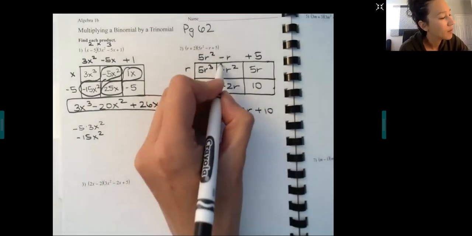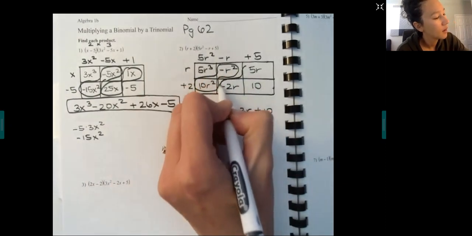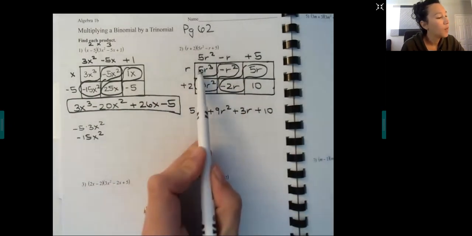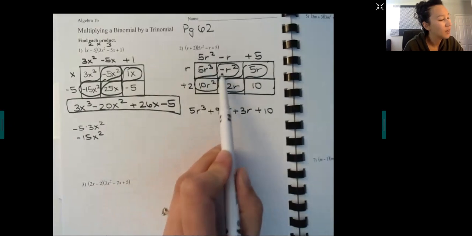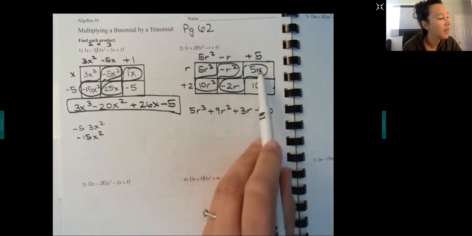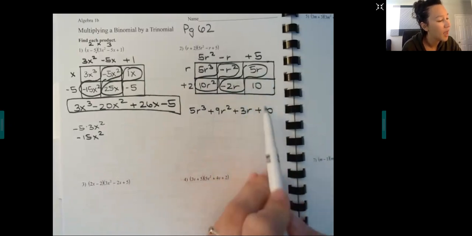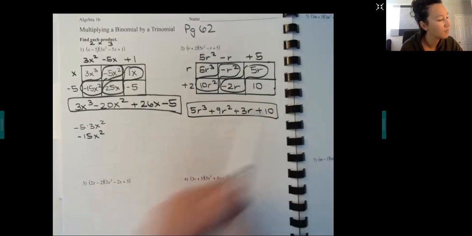And then we have to combine our like terms. So that's how we got 5r cubed. Very good. And then we have 10r squared, take away 1r squared, which leaves us with 9r squared. Very good. And then we have 5r, take away 2r. We're left with 3r and 10. So very good. That is the correct answer. Excellent, Savannah.